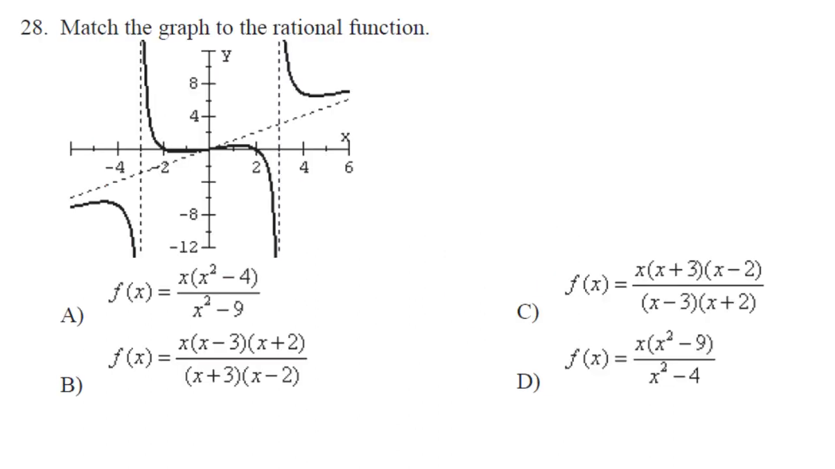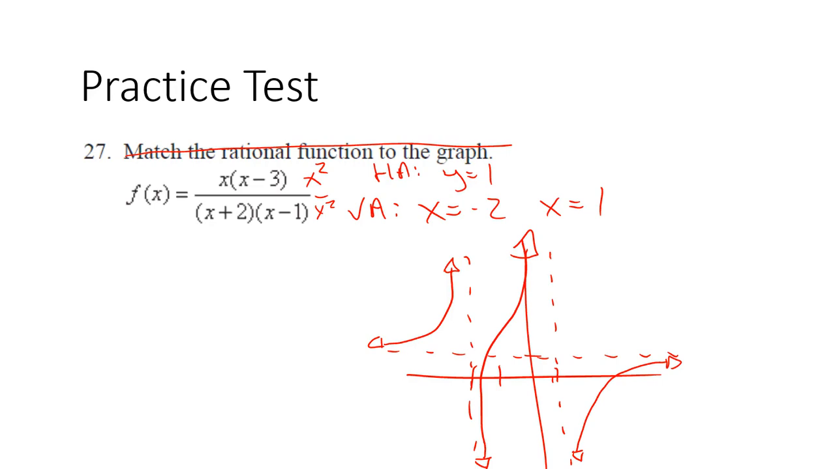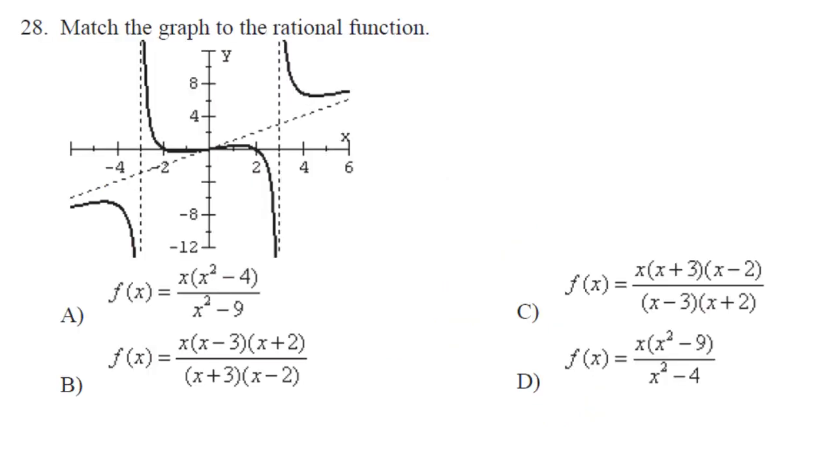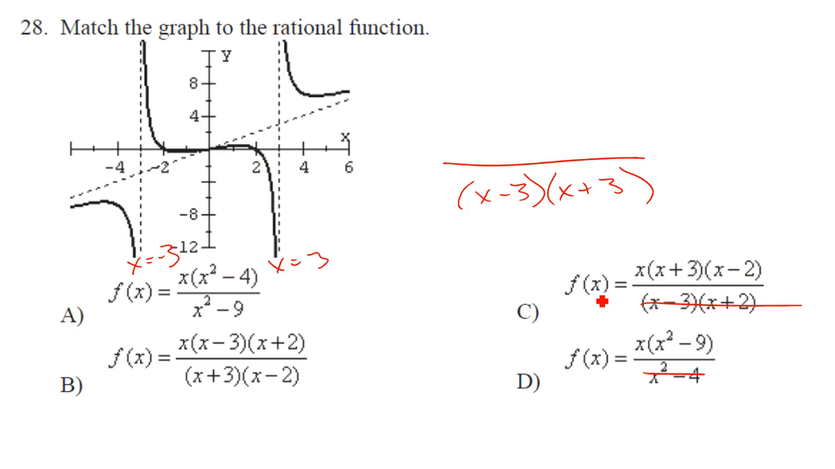All right, last one. Something like this will not be on the test because of multiple choice. It'll be something like graph this, but maybe extra credit. So match the graph to the rational function. This is x equals 3, and this is x equals negative 3. So we know the denominator has an x minus 3 and an x plus 3 in it. No, no, no, it's got to be a.